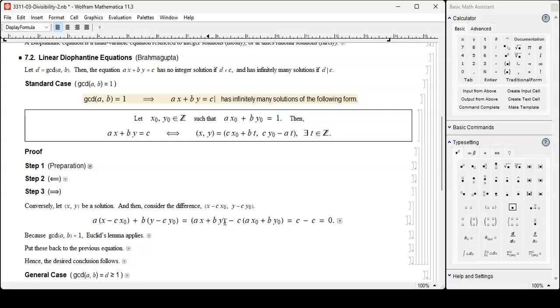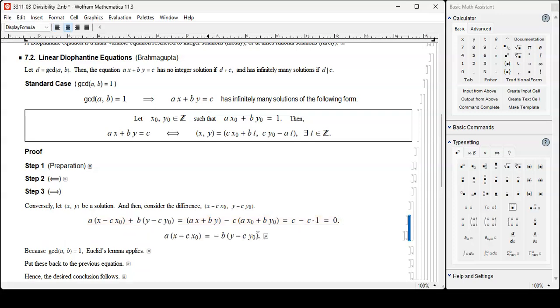ax plus by, okay, we get that. And then acx0 minus bcx0. So c is common, take those out, and negative out, we have ax0 plus by0, which is 1. Yeah, that's 1. So we have c minus c times 1, so we get 0. All right, this thing equal to 0, does it help? Look at the next step. Flip this to the other side to get this. Does it ring a bell?